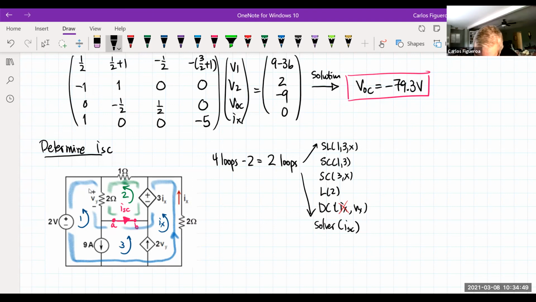So if I do that, let's count here. I have 1, 2, 3, 4, 5, 6. So I have 6 equations and I have 6 unknowns.